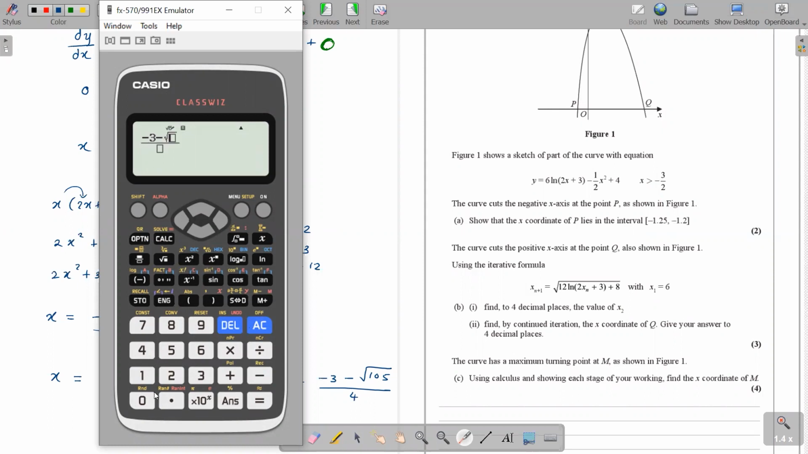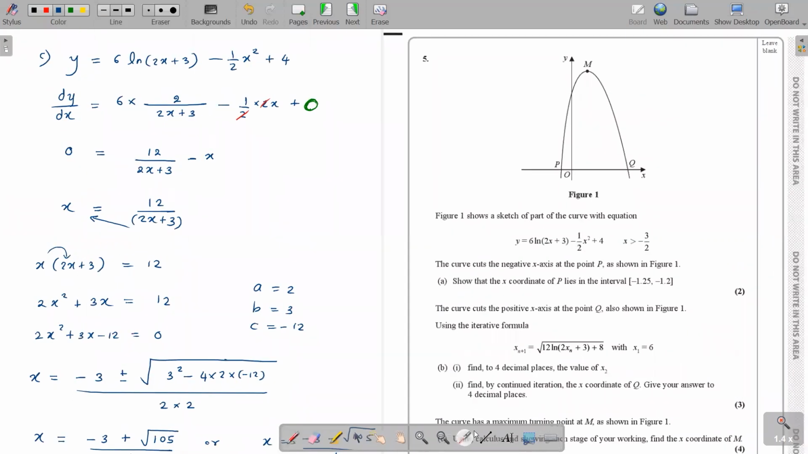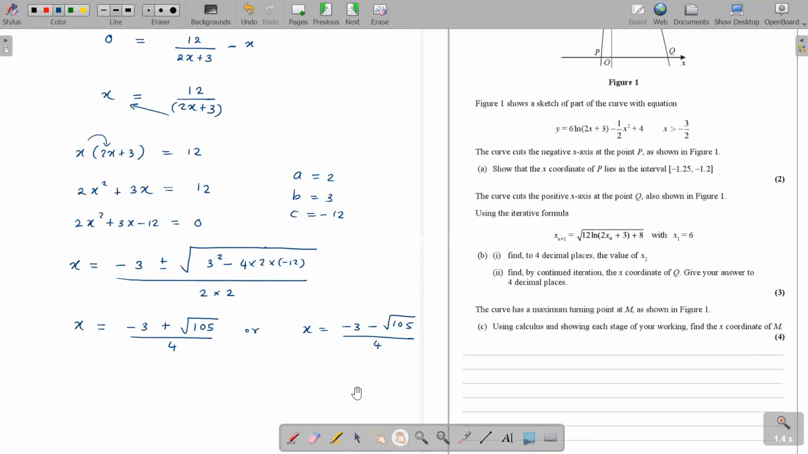Minus 3 minus root 105. So anyway, we can definitely understand that the negative x value should not be part of our answer because the graph is drawn and given to you very clearly. So your x value should definitely be positive, right? So then we'll take the value here. So this is not the answer. We should only take minus 3 plus root 105 over 4.